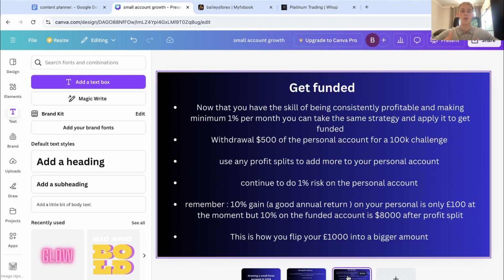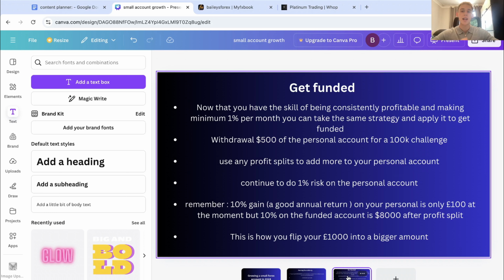The best thing to do, in my opinion, is simply to withdraw the whole amount once you have, like I said, the skill of making 1 to 2% per month. Once you have that, take the amount out of the account, invest it into a 100k funding account. And because now you have that skill of trading, passing this should no longer be an issue. So yeah, the 100k challenge costs around $500. I would just withdraw that from the account and use it to buy this 100k challenge.